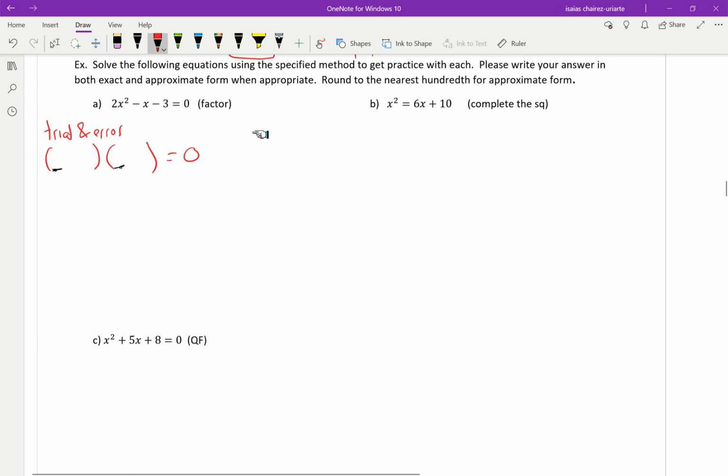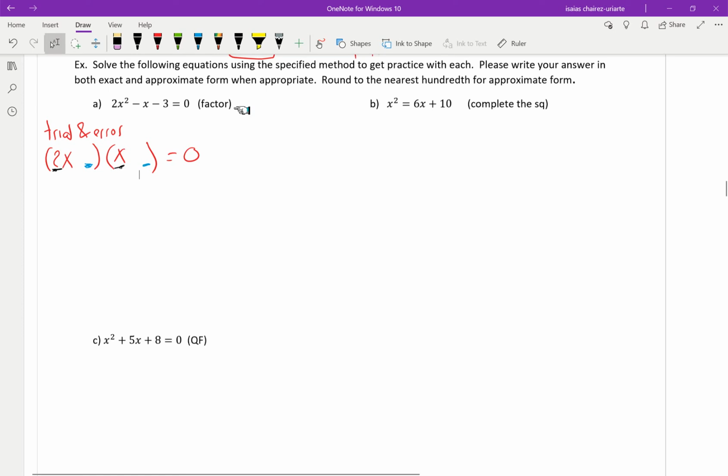Okay, well, I guess I have some choices. I could have something like 2x times x. I don't think it matters, so I'm going to write the following. 2x times x, that's going to give me 2x squared. Good. And now, whatever goes in this position times whatever goes in that position right there should result in negative 3.